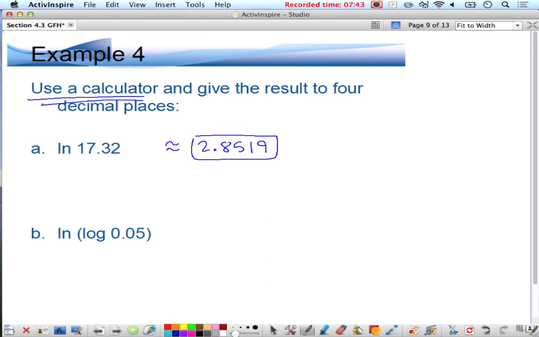Non-real answer. So what do I write for that? Does not exist, or undefined. Why is it giving that answer? Does anybody know? Okay. Well, first, guys, go to your calculator and take it separately. Go type in the log of 0.05. Type that in and tell me what you get.